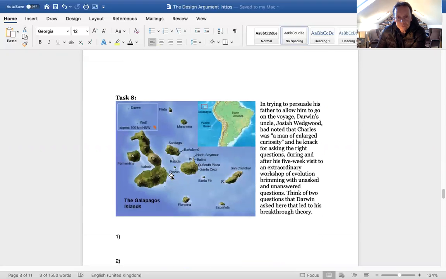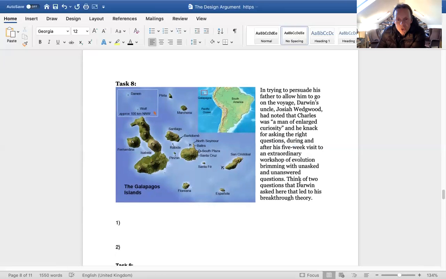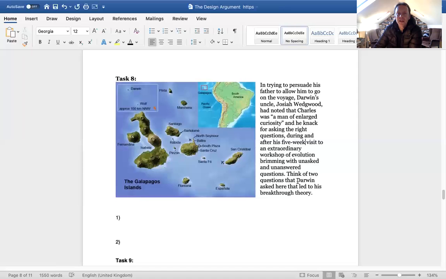Then task 8. In trying to persuade his father to allow him to go on the voyage, Darwin's uncle, Josiah Wedgwood, had noted that Charles was a man of enlarged curiosity, and he had the knack for asking the right questions during and after his 5-week visit to an extraordinary workshop of evolution. That's 5-year visit, sorry. Maybe it's 5 weeks at the Galapagos Islands, sorry, it's a 3-year voyage. But he spent 5 weeks on the Galapagos Islands. Think of 2 questions that Darwin might have asked that led to his breakthrough discovery.